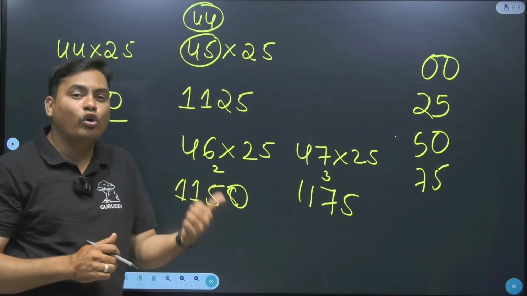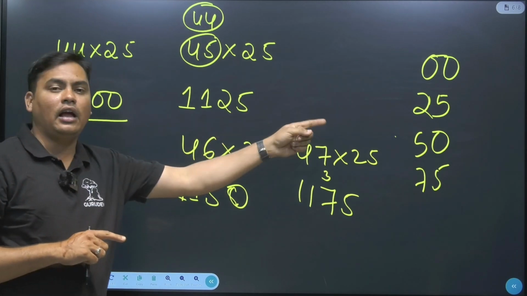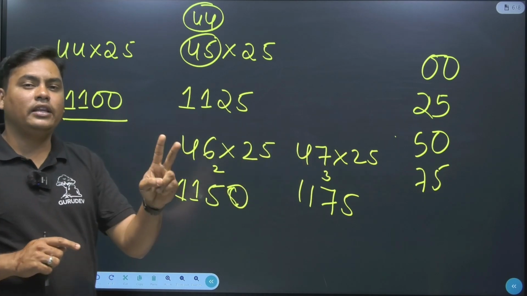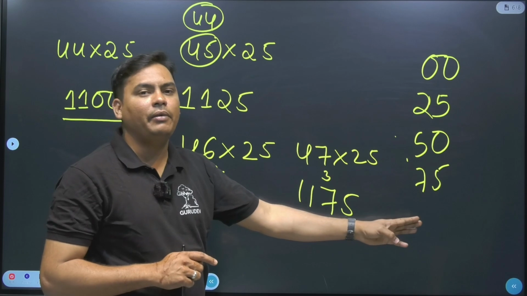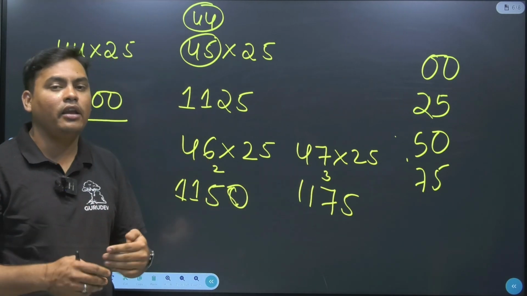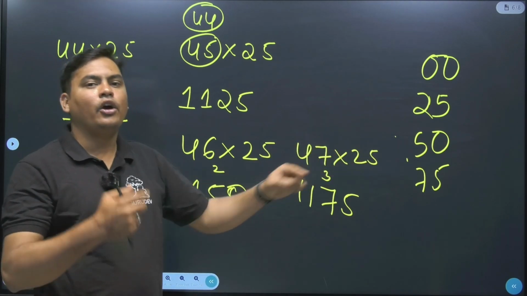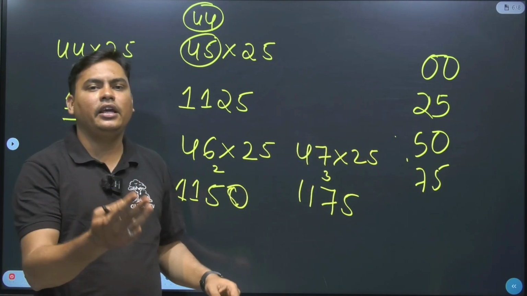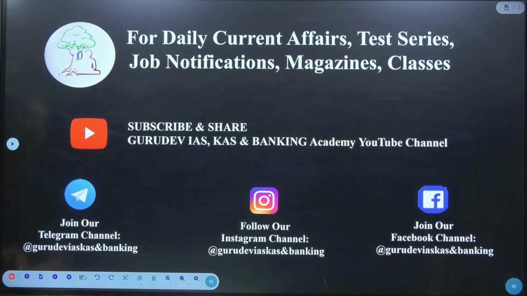Whenever there is no remainder, I will be adding 2 zeros. 1 remainder, I will be adding 25. 2 remainders, I will be adding 50. 3 remainders, I will be adding 75. I am repeating once again. No remainder, 0 0. 1 remainder, 25. 2 remainders, 50. 3 remainders, I will be adding 75. Okay. Now we'll solve the questions.